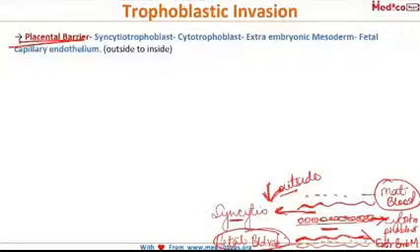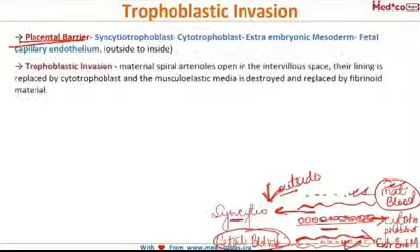This is the layer which separates the maternal blood present here from the fetal blood. We have not included the endothelial layer of the maternal blood vessel. It is so because the endothelial layer of the maternal blood vessel has been replaced by the cytotrophoblast, and this is called trophoblastic invasion, about which we will be learning next. Now, what is the thickness of this placental barrier? It is 0.025 mm, a very thin membrane.